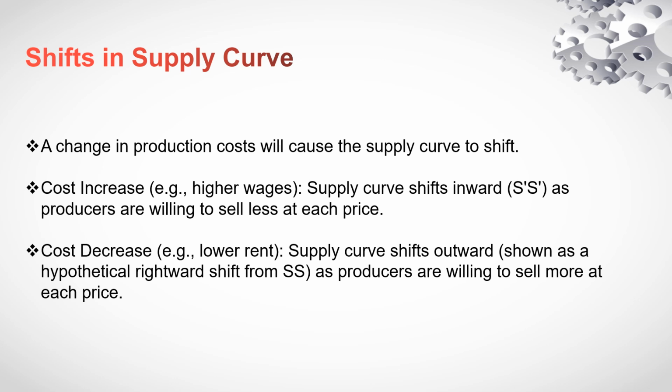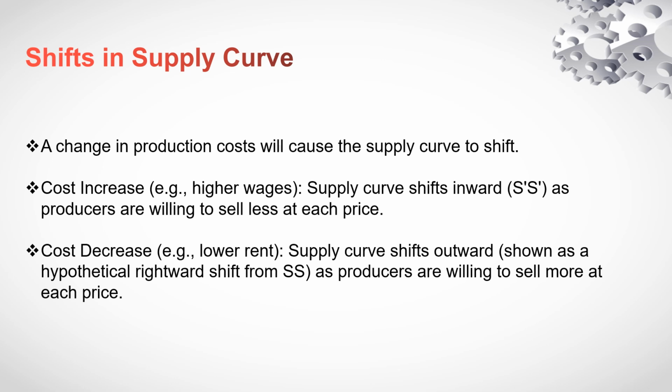Let's say cost increases, higher wages, the supply curve shifts towards S1 as the producers are willing to sell less at each price point. Why? Because the producers are selling less at a lesser price point, but they are not making profit at all. So they would love to sell at an optimum or higher price point.